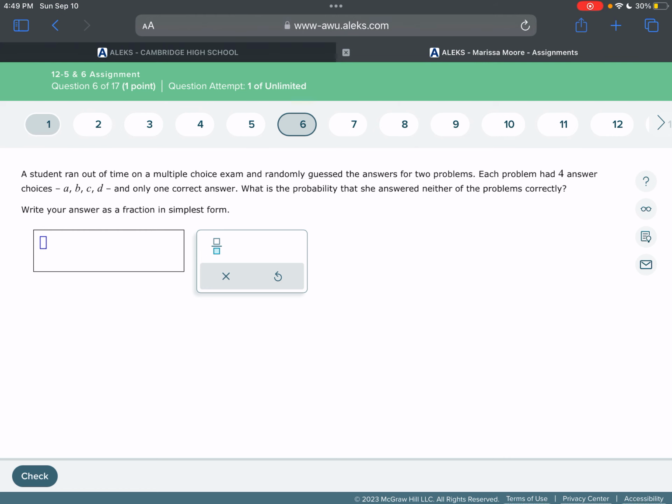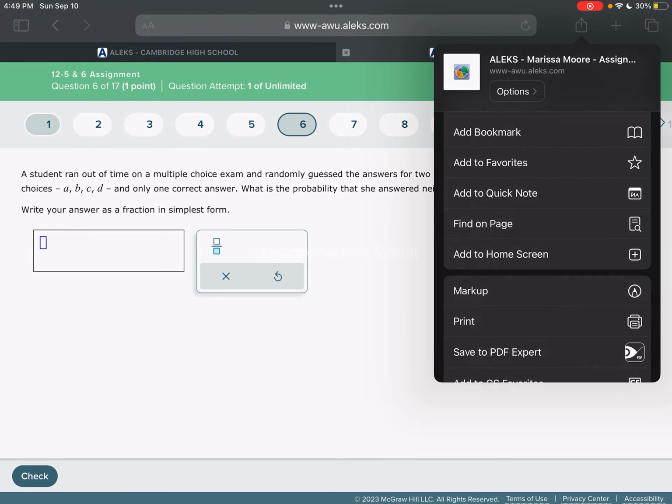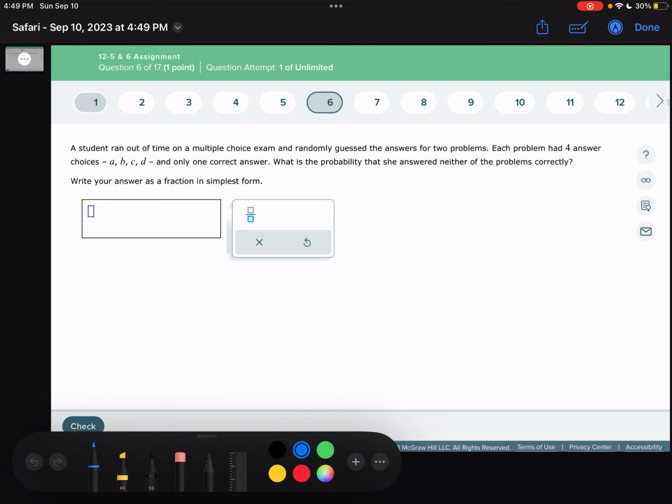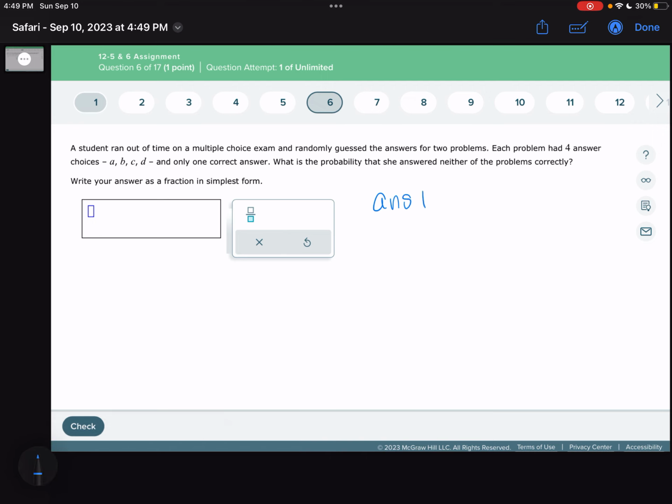All right, so I'm going to mark up this page. A student ran out of time on a multiple choice exam and randomly guessed the answer to 2 problems. So I have 2 different problems that I'm going to find an answer to. So answer 1 and answer 2. Each problem had 4 choices. So I have 4 options for each problem. And there's only one correct answer. So one answer is correct in both cases. What is the probability that she answered neither of the problems correctly?